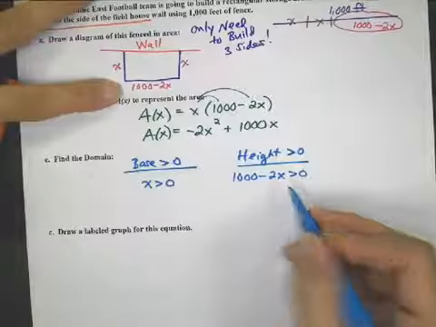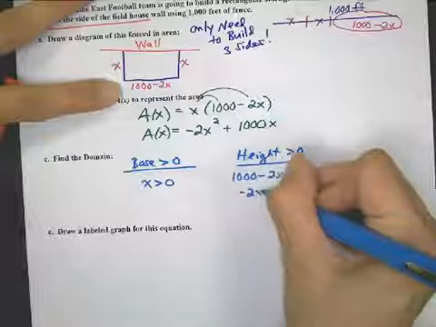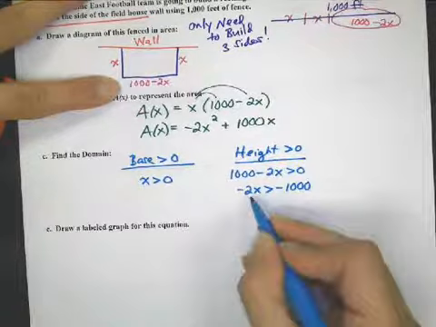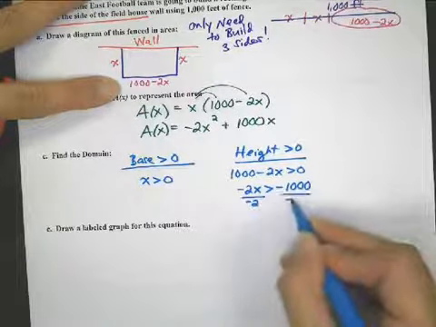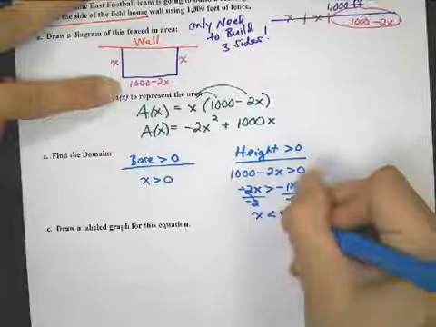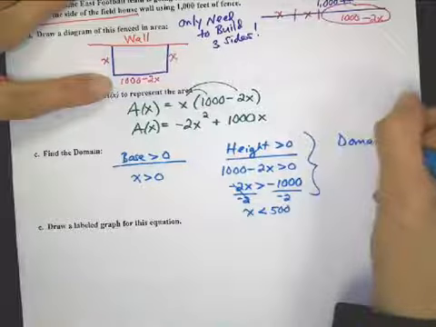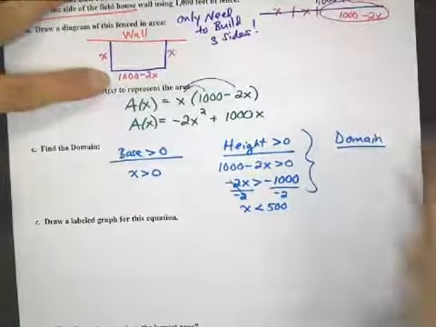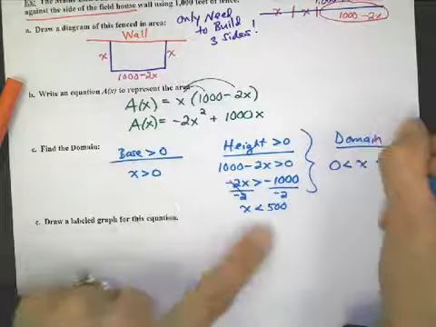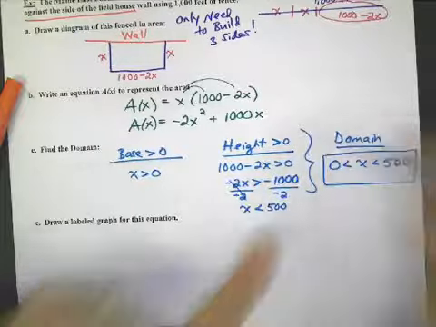This one we're going to have to solve a little bit. So I think I'll move the 1,000 over to the other side and switch signs. I'm going to divide both sides by negative 2. Be careful when you divide by negative. Let's flip that sign and I get 500. So putting these together, the overall domain for this problem goes from 0 less than x less than 500. So I need to go from 0 to 500.